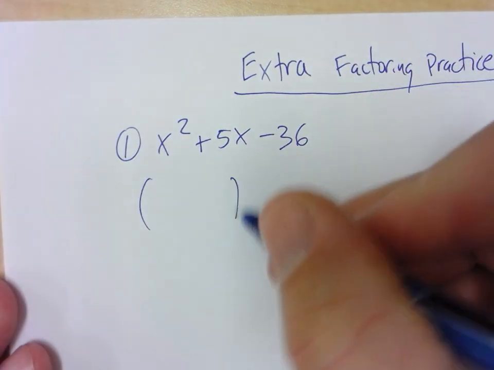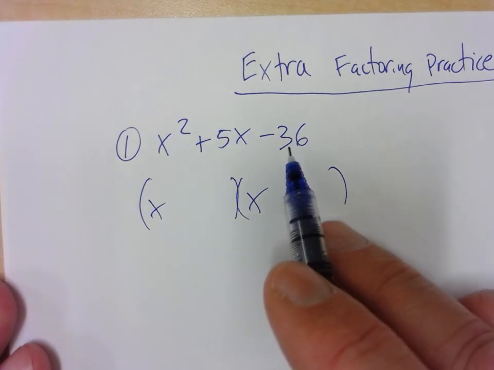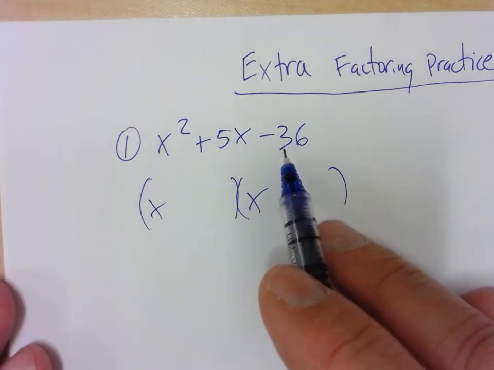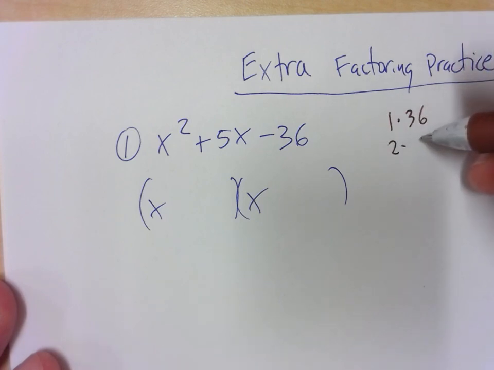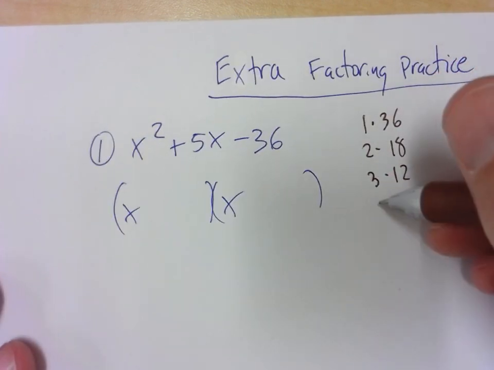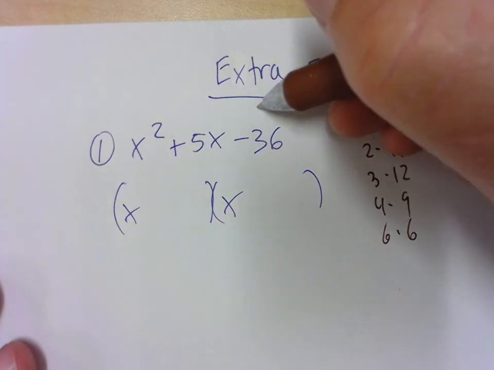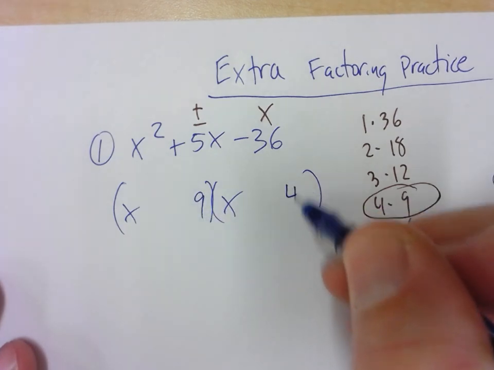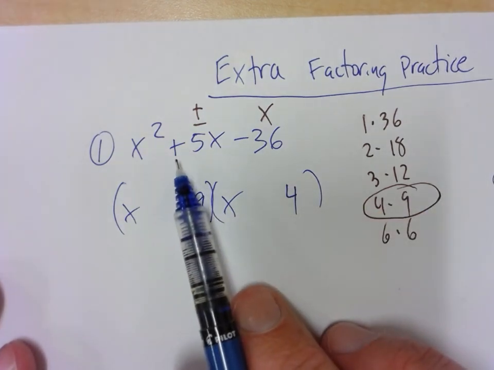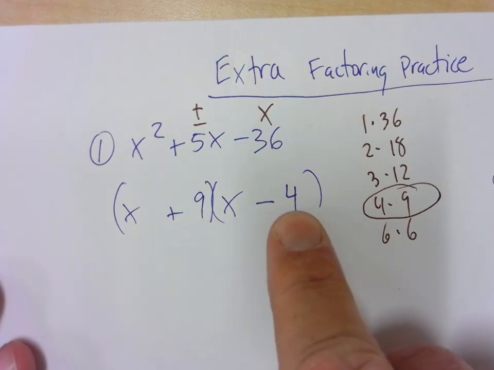Basically, you want the 2 parentheses, you want x and x, because x times x makes the x squared. And now you have to think of ways to make 36. Well, 36 has several different factors: 1 times 36 makes 36, 2 times 18, 3 times 12, 4 times 9, and 6 times 6. So there's lots of choices to make that, but we're multiplying to make the last number, and we're adding and subtracting to make the middle number. So the only way to do that is with 9 and 4. Now notice that the 9 has to be positive, the 4 has to be negative, because 9 minus 4 is equal to 5.